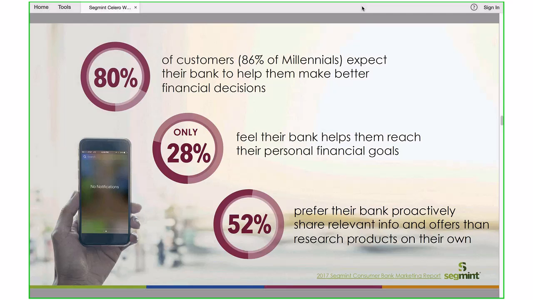And it's really no surprise that the majority of consumers, over 50%, would rather have their institution proactively share information and offers relevant to their needs than research products and spend time doing that work on their own. They want to see those recommendations. And this information, I think, definitely represents a shift in traditional thinking when it comes to engaging members and customers.